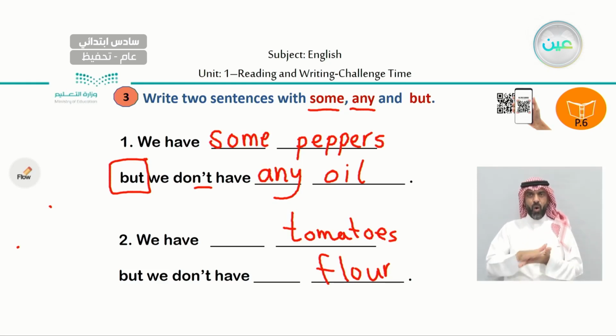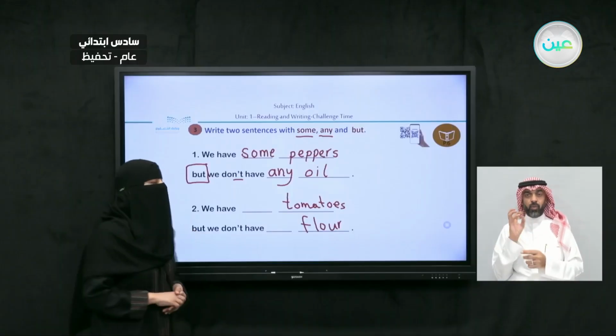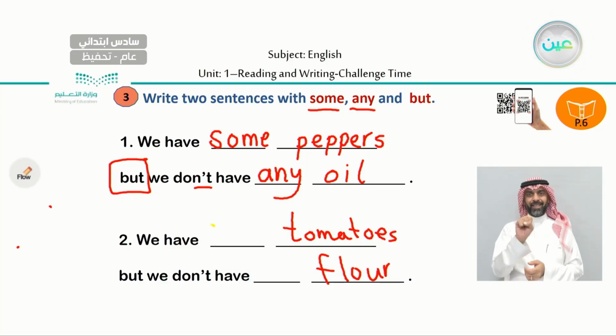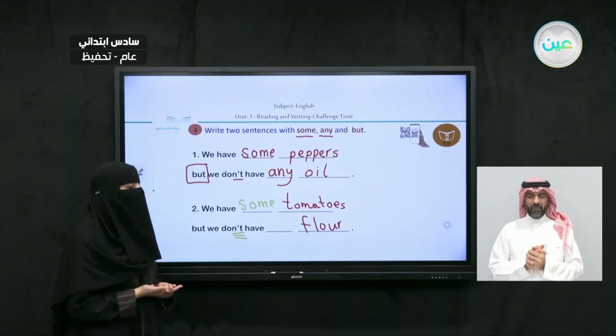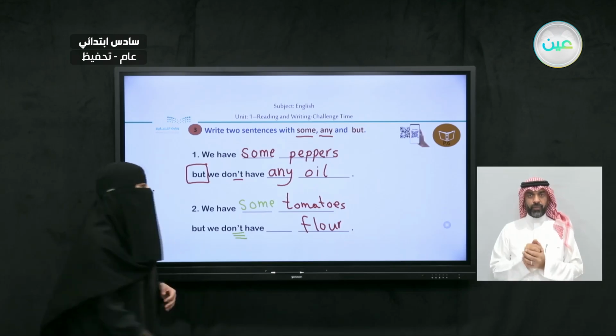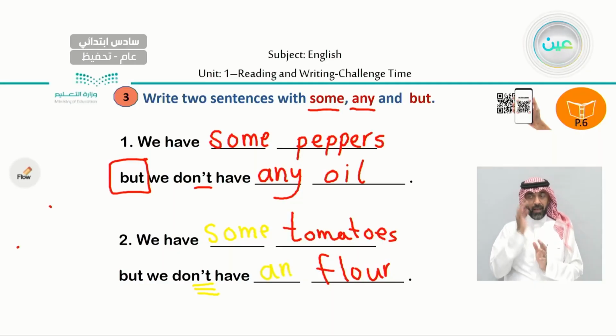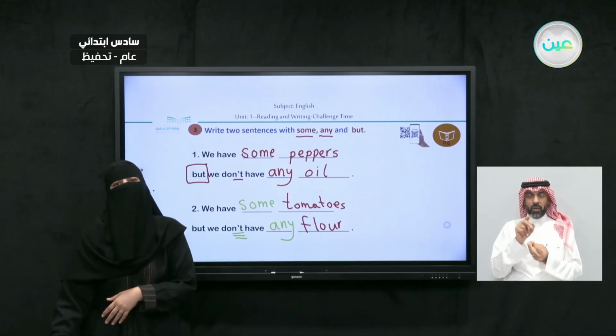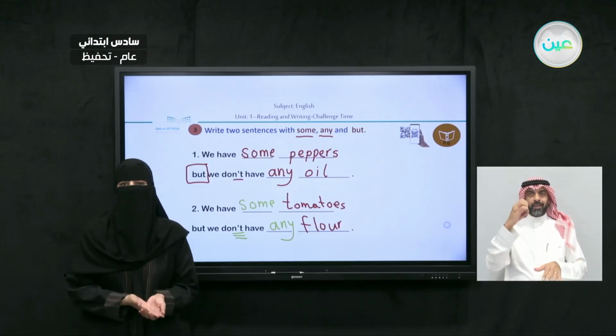Okay, with tomatoes we put some. Very good. Excellent. Some. What about flour? We don't have, yes, any. Very good. With negative, yes. We don't have any flour. So we have to go to the supermarket and buy some flour.